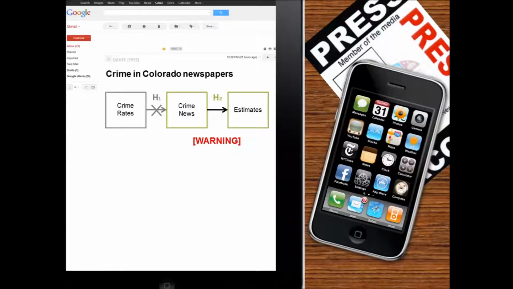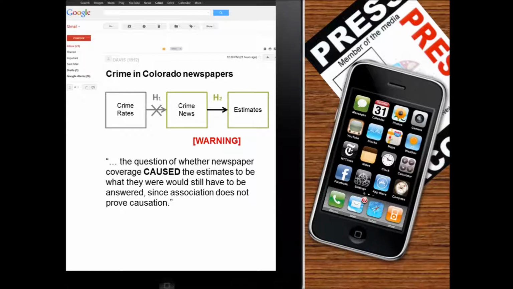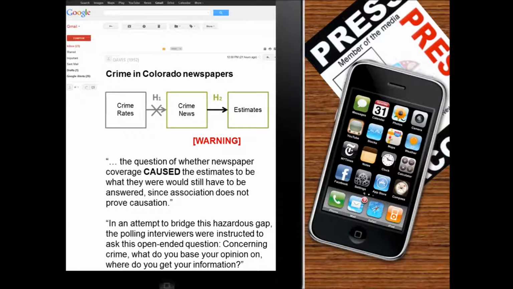He also put in a warning. So I didn't find all the effects in the same direction, but still for violent crimes and for stealing, there is correlation but not necessarily causation. So the question of whether newspaper coverage caused the estimates to be what they were would still have to be answered, since association, so correlation, does not prove causation. And he already anticipated that outcome.